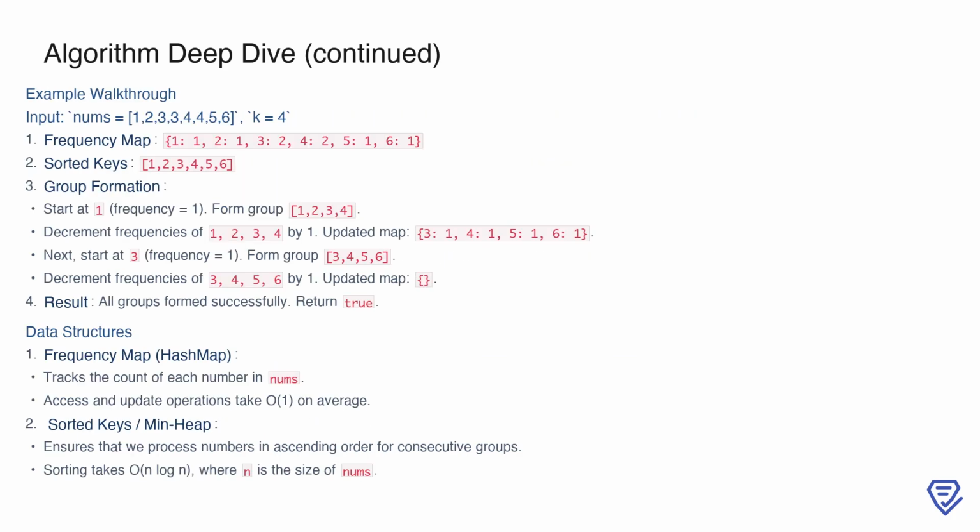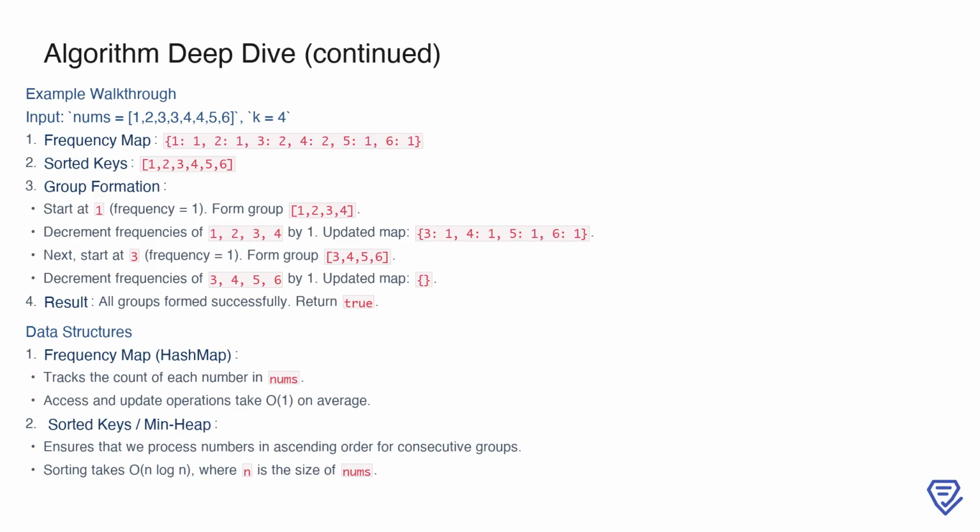Let's walk through an example to see the algorithm in action. Suppose nums is 1 2 3 3 4 4 5 6 and k is 4. First, we build the frequency map: 1:1, 2:1, 3:2, 4:2, 5:1, 6:1. Then, we sort the keys, resulting in 1 2 3 4 5 6.